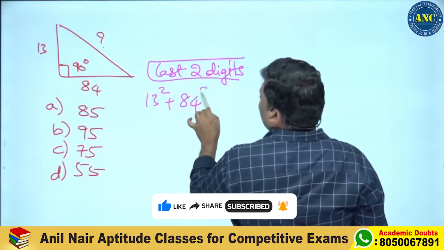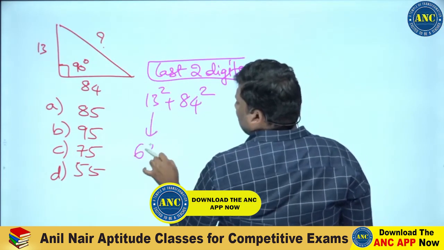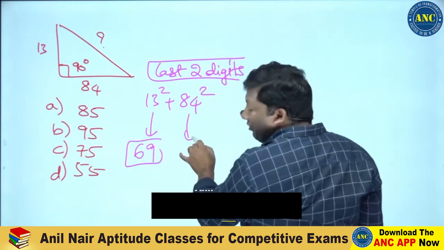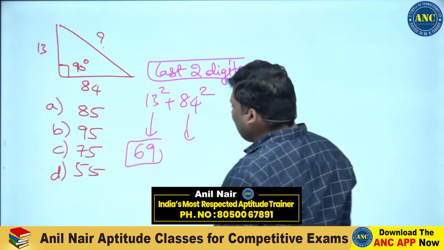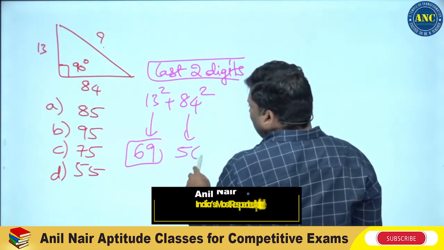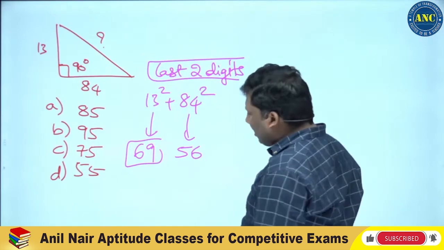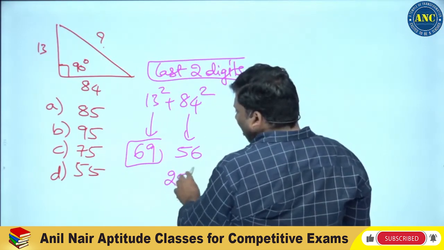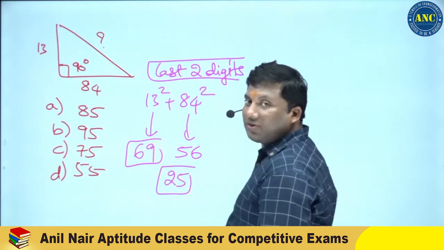13 square plus 84 square. 13 square, last two digits is 169, so 69. 84 is 16 less than 100. 16 square is 256. So here it is 25. All the options have last two digits 25.